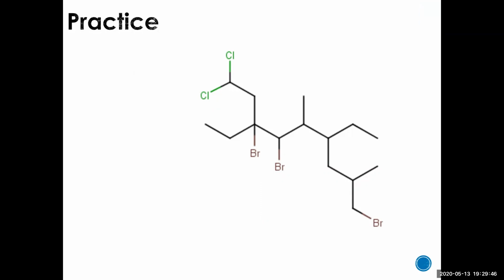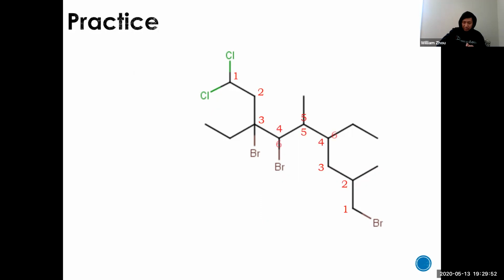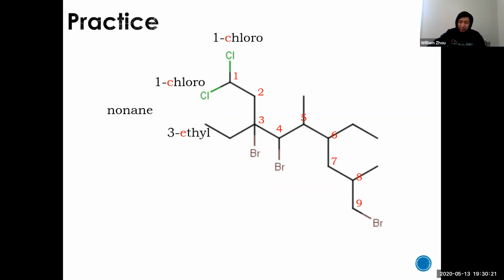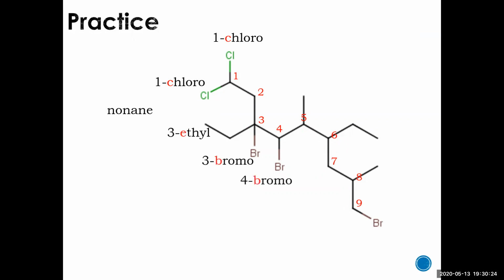You can either start from the chlorine or you can start from the bottom, the bromine. Which one is better? The chlorine one, start from the top, because if you start from the top, you have a 1, 1. If you start from the bottom, you have a 1, 2. Of course, 1, 1 is better, so you start from the top. Once you do that, you can start naming all of those branches. So 1 chloro, 1 chloro, 3 ethyl, 3 bromo, 4 bromo, 5 methyl, 6 ethyl.